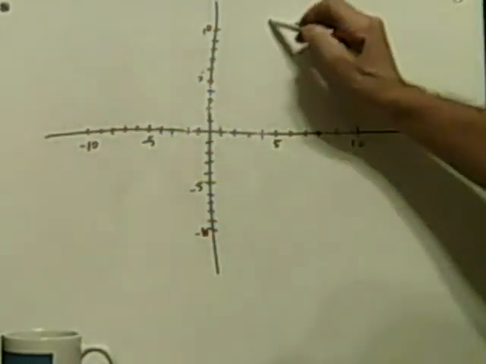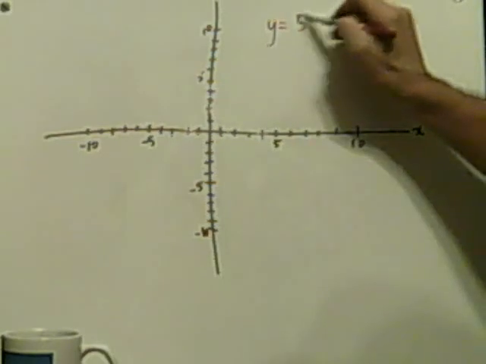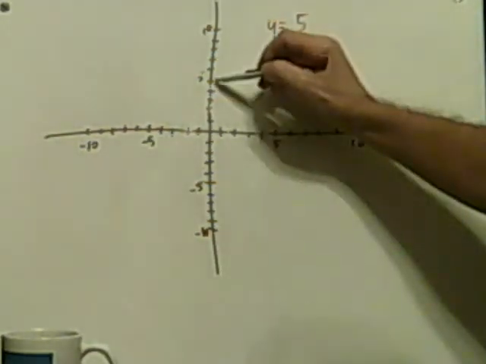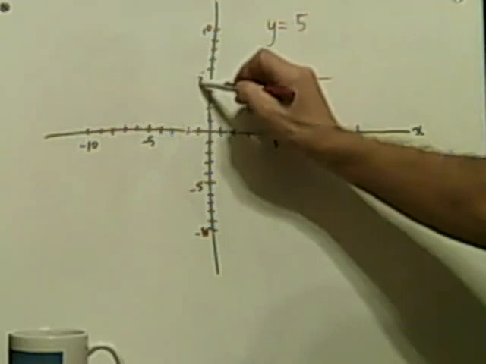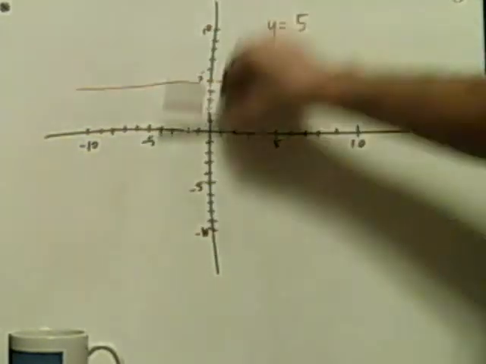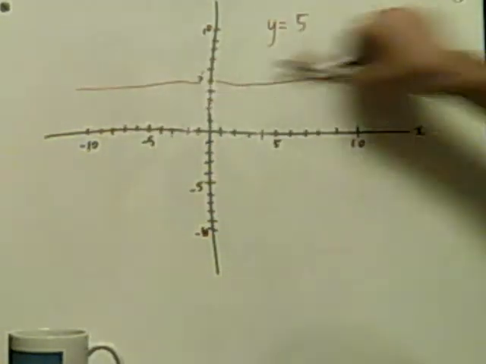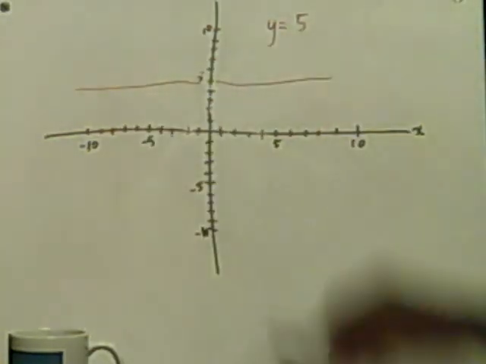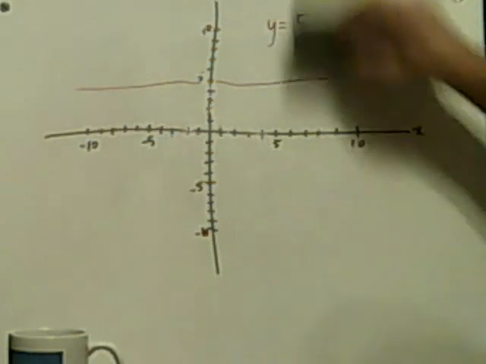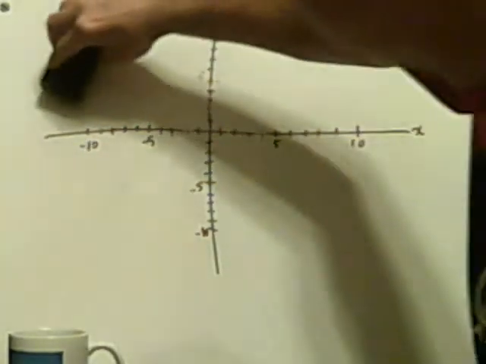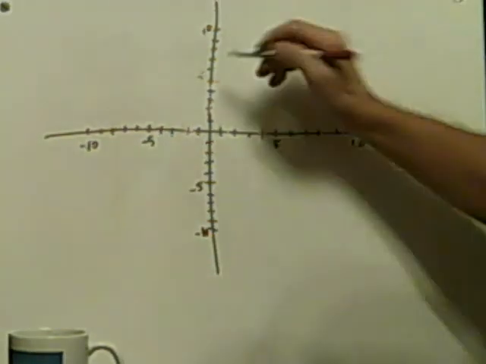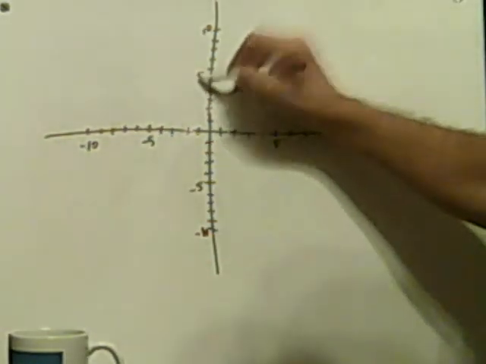22 says y equals 5. Y equals 5 is just a straight line at the height of 5, because y is equal to 5 everywhere, regardless of the value of x. That's a horizontal line. This is the formula for a horizontal line. We didn't need 2 points in that case. Okay. Now let's go to 24.